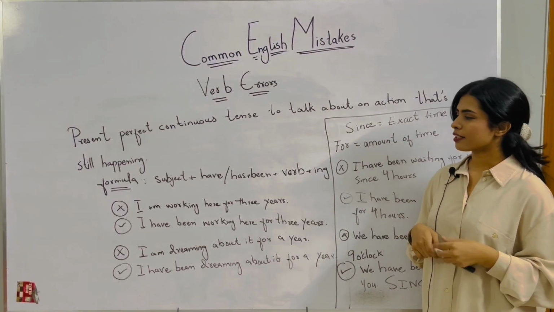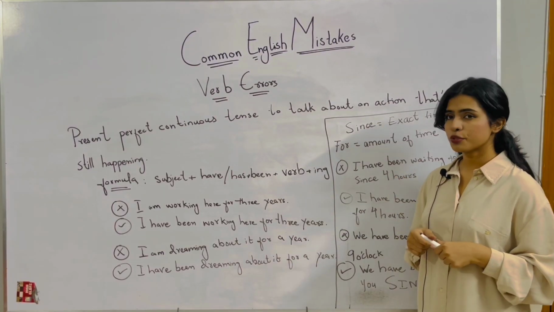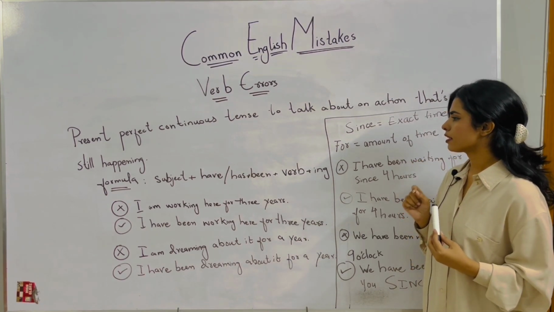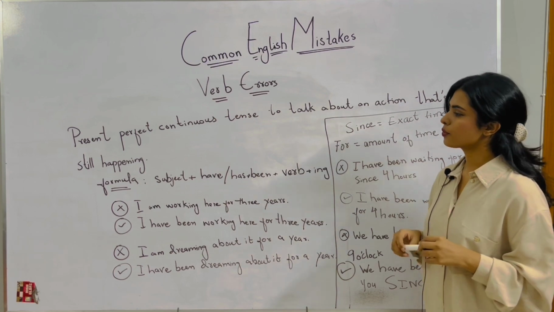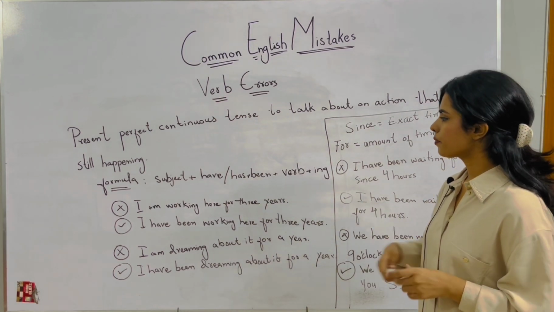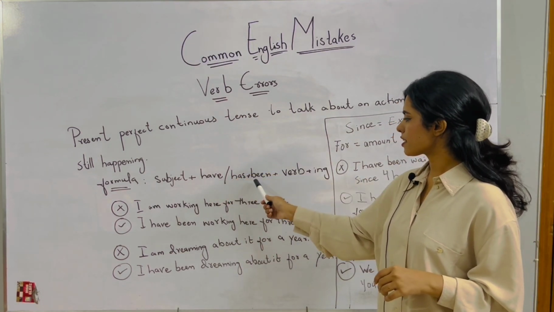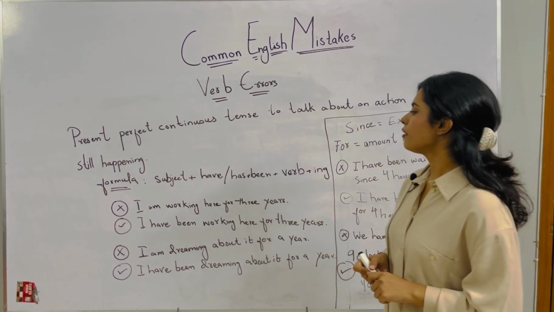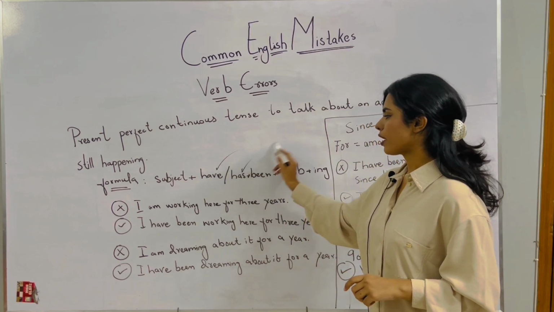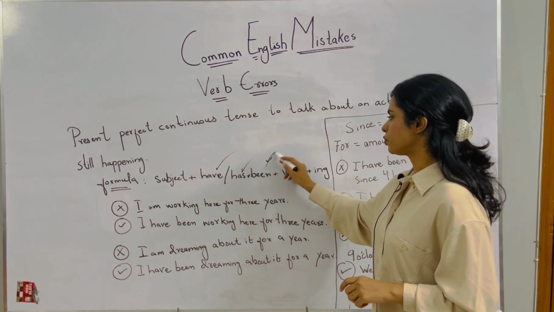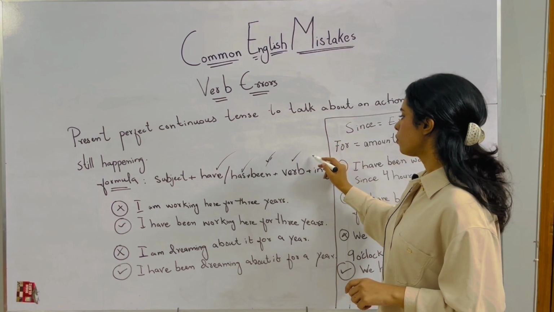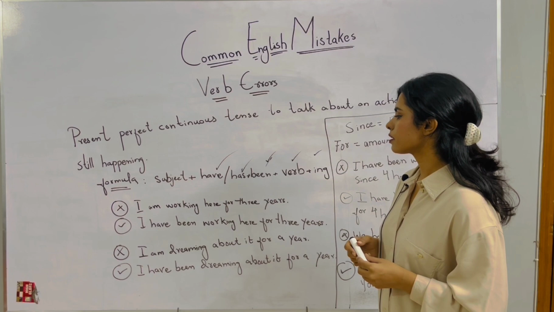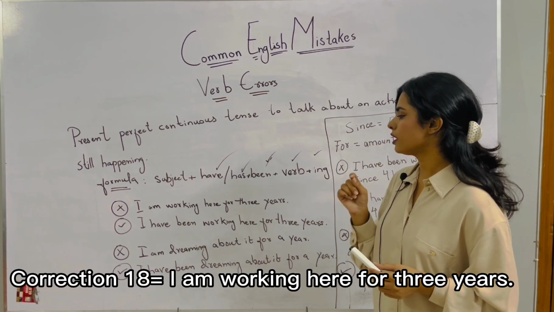Moving on to the next correction. Present perfect continuous tense will always be used with an action that is still happening. So we have this formula here: subject, have or has been, verb plus ing form. So we have to use have or has, we have to use been, and we have to use the verb with ing. Now if I'm going to talk about this sentence, I'm working here for 3 years.